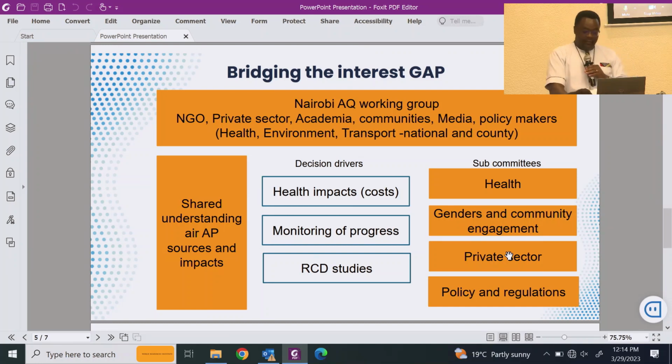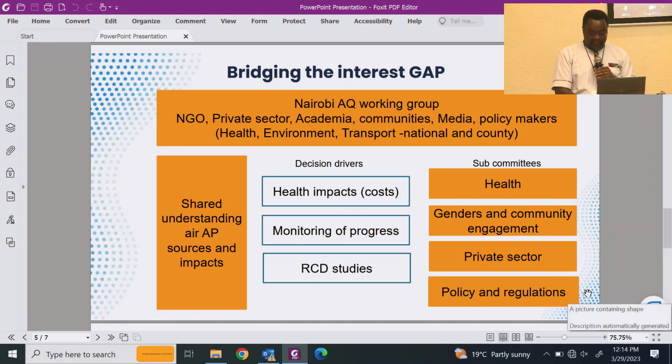The other subcommittee we have is on gender and community engagement. This is a very hot topic, and we have learned a lot. Also, we have a committee looking at private sector. And I have to say the private sector group is actually quite receptive. The private sector in Nairobi, I think after the sensitization, they're very open to this. And they are actually listening to what is coming.